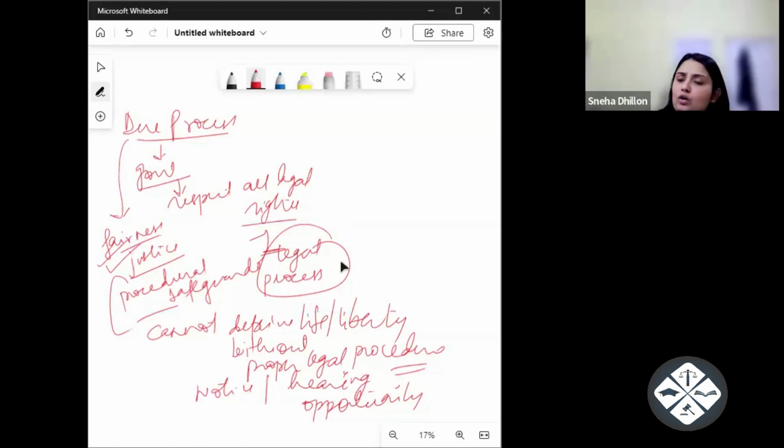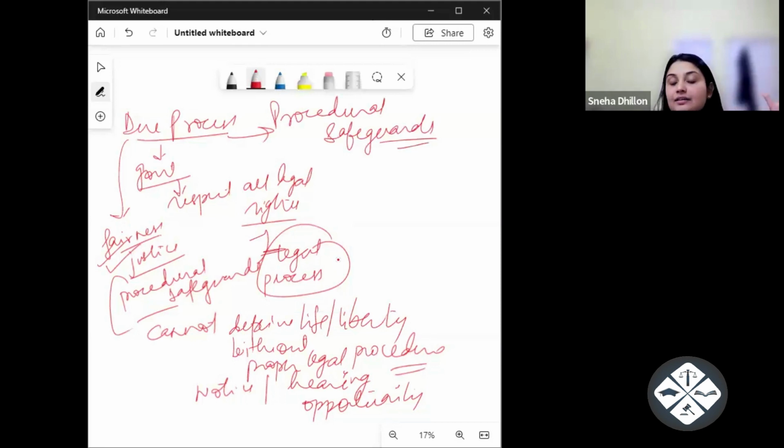ठीक है, इसका एक और मतलब हो सकता है, हम कह सकते हैं कि इसके अंदर प्रोसीजरल सेफगार्ड्स भी हैं, ओके, एंड इसके अंदर ये सब्सटैंटिव एस्पेक्ट्स भी हैं. What can be the substantive aspects?